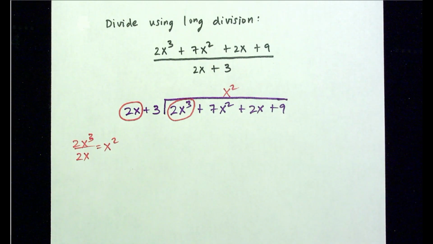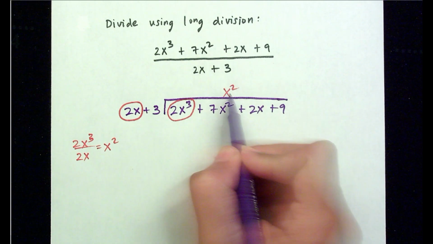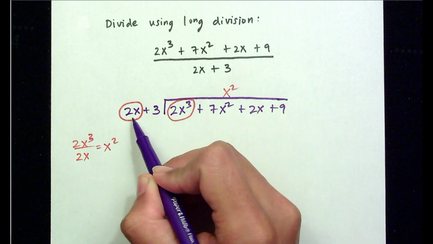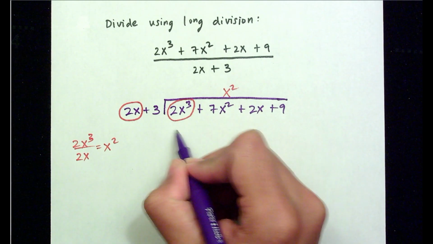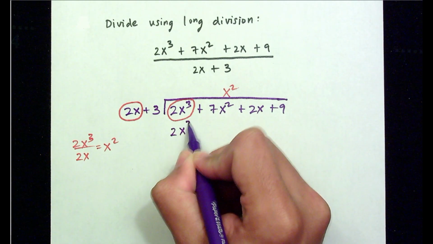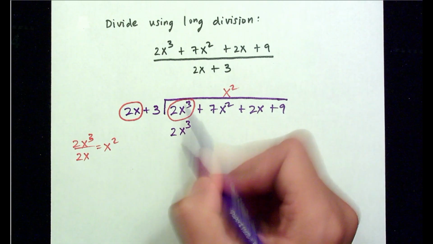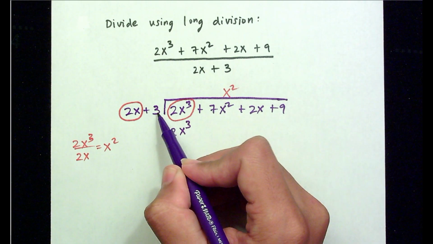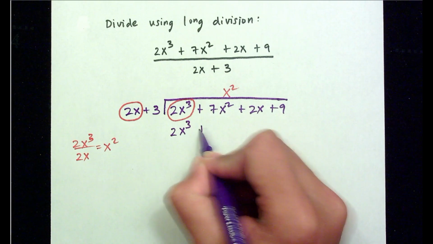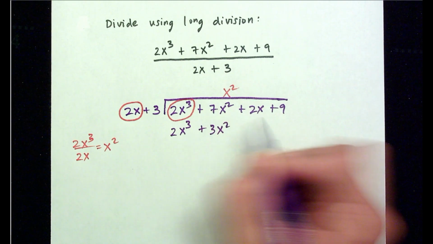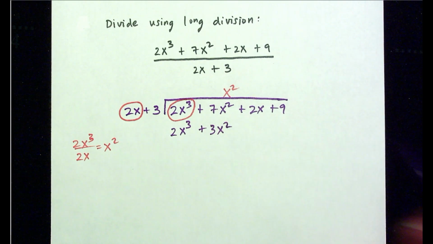Now you multiply, distribute. So x squared times 2x would be 2x cubed. You put it with the cubes. And x squared times 3 would be 3x squared. And again, put it with the x squares.